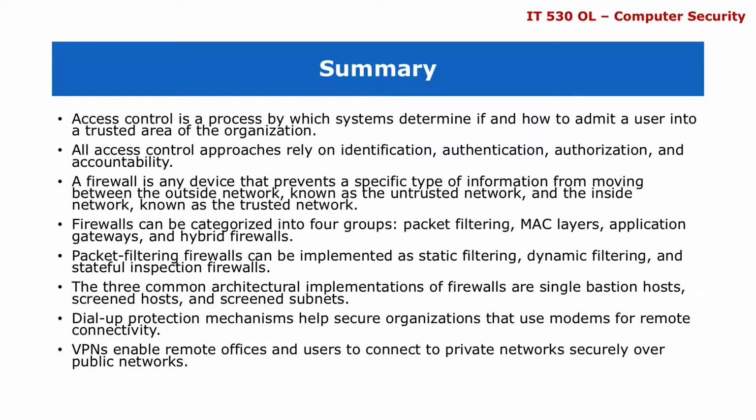We touched on the different ways firewalls are categorized, including packet filtering, media access control layers, that's based on the MAC addresses, as well as application gateways, that's the application firewall, as well as proxy filtering, and the hybrid firewalls, which include the implementation of two or the three. We talked about packet filtering firewalls and how they are implemented using static filtering, stateful filtering, and dynamic filtering, including both static and stateful in place. We also discussed the three common architectural implementations of a firewall, including single bastion host, screened host, and screened subnet.